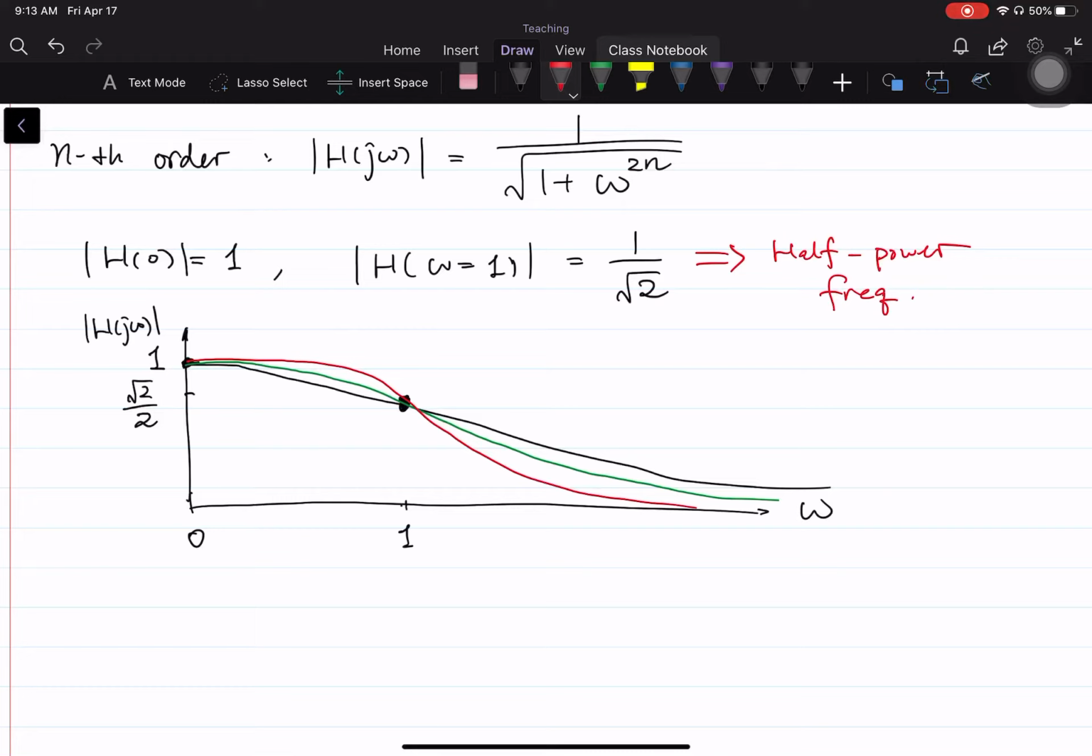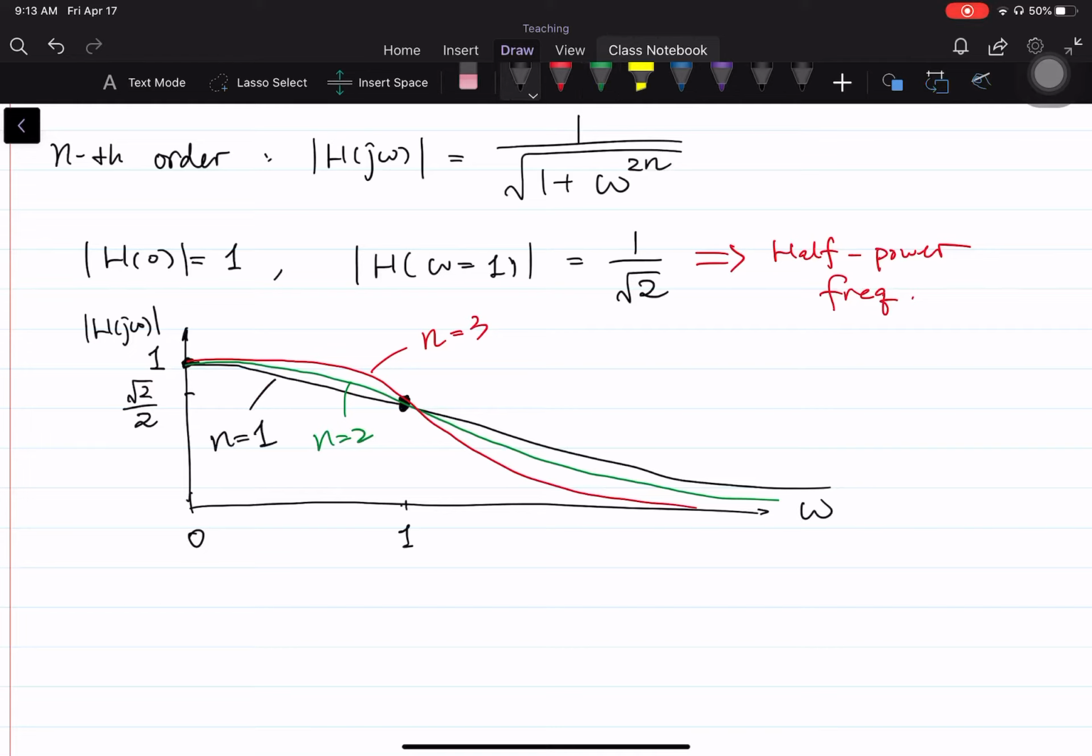And of course, the red curve appears to have a more flat behavior in the low frequency range and a sharper drop from the high magnitude to the low magnitude. And it's not difficult to find out that if we assume this is n equal to 3, green curve n equal to 2, and we can say this is n equal to 1.